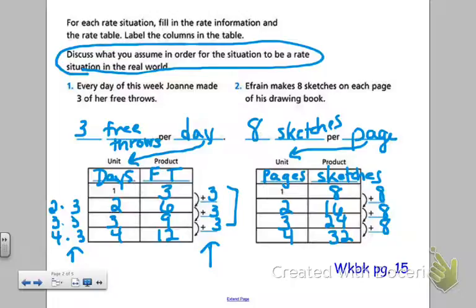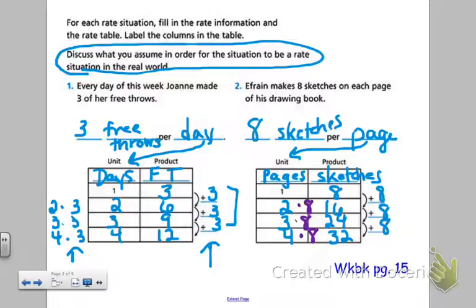Again, you could also show that with some multiplication. You could do 2 times the 8 sketches to get 16. 3 pages, 8 sketches per page, now we're up to 24. 4 pages, 8 sketches per page, now we're up to 32.